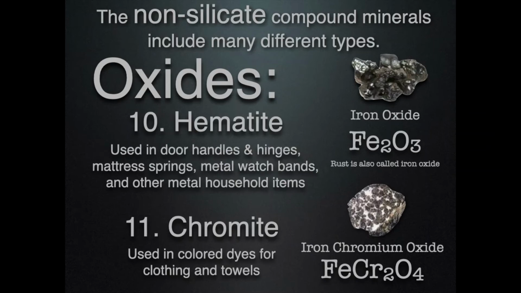Then we have chromite. Chromite is pretty cool because it has iron and oxygen, but it primarily has chromium in it. And that third element gives it a new character trait that separates it from iron oxide. Iron, chromium, and oxygen, hence the name chromite.